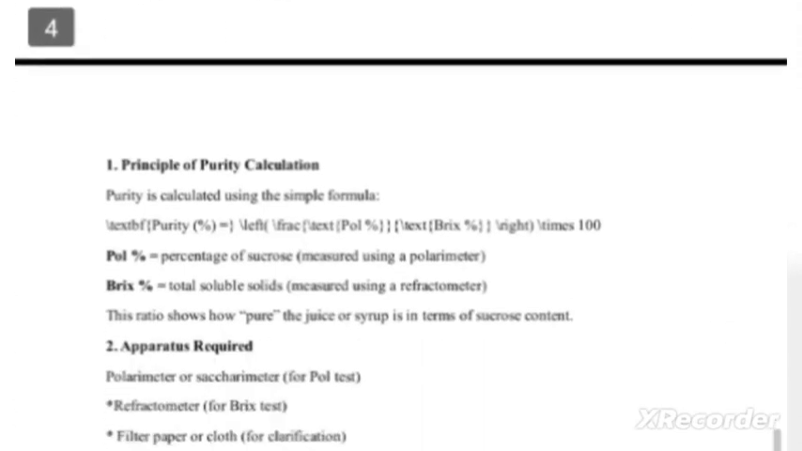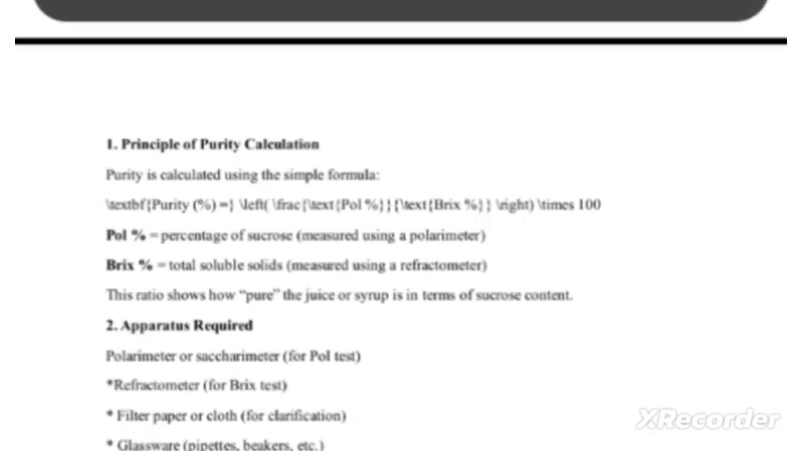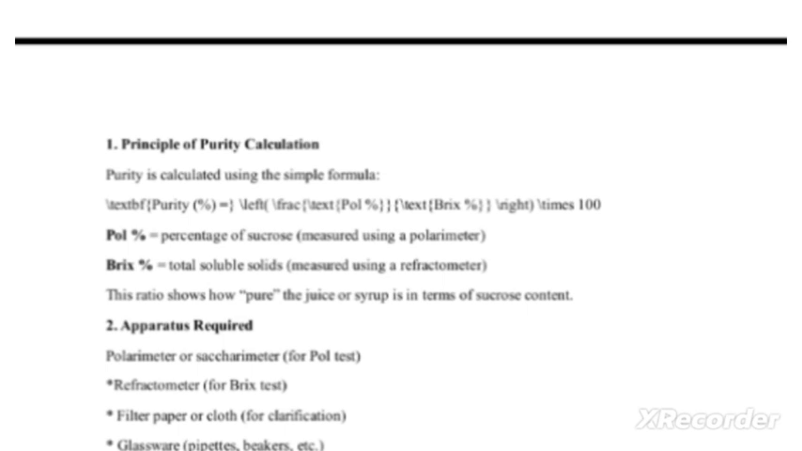First principle of purity calculation. Purity is calculated using the simple formula: purity is equal to polarity (percentage of sucrose) divided by Brix (total soluble solids), times 100. This ratio shows how pure the juice or syrup is in terms of sucrose content. Apparatus required: polarimeter, refractometer, filter paper or cloth, glassware, calculating device or manual method.